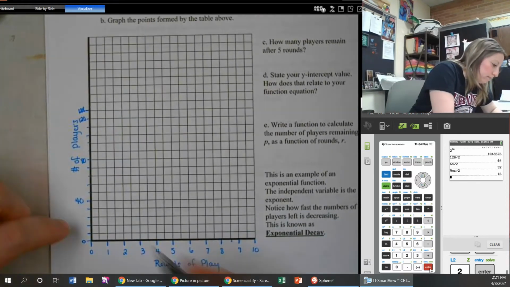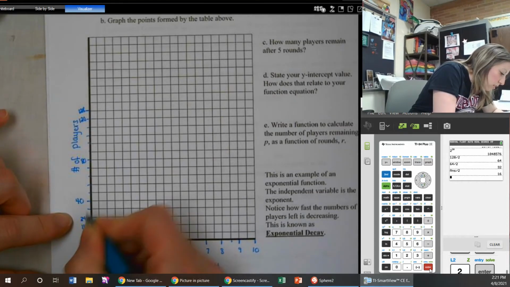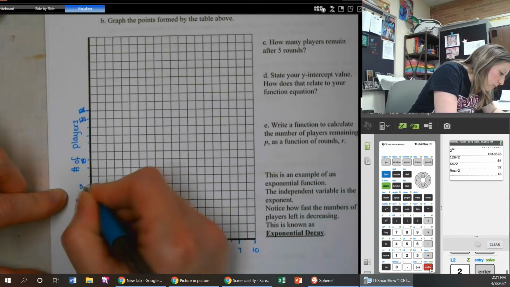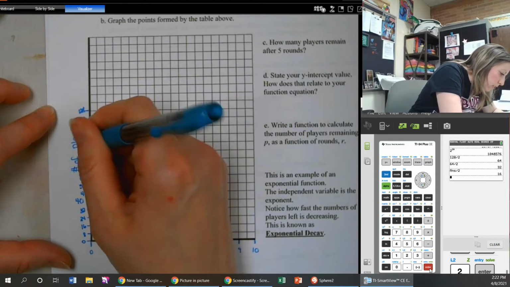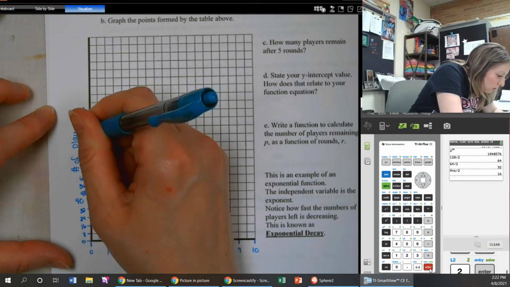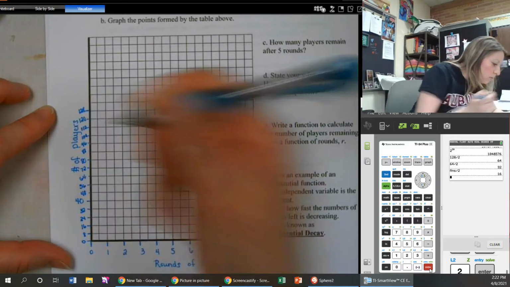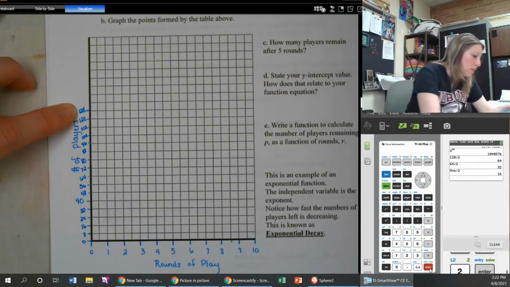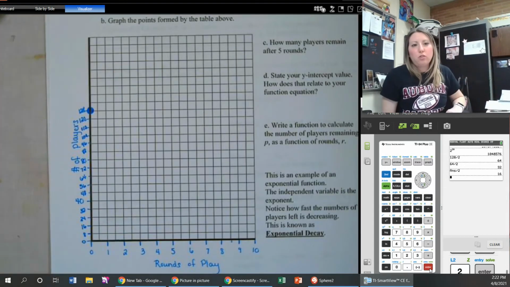So now I'll fill back in. 8, 16, 24, 32, and 40, 48, 56, 64, 72, and 80, 88, 96, 104, 112, 120, 128. That's how many players I start with at the beginning of the tournament, right? So, boom, right there. I'm making that extra big so you can see where I end up.